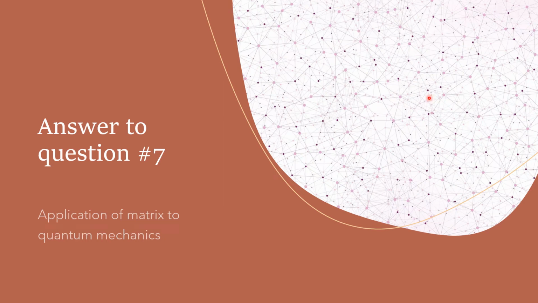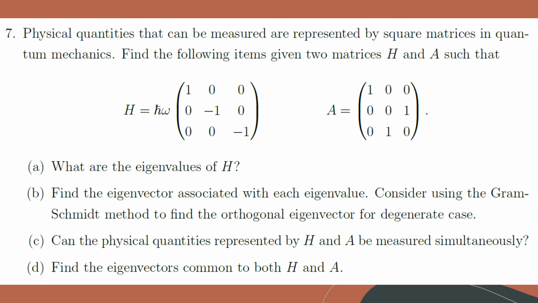So now we are going to look at tutorial number 7, where you will see the applications of matrices in quantum mechanics. So in quantum mechanics, as I mentioned before, we have two kinds of simultaneous development in the earlier days, where you have wave mechanics and you have matrix mechanics.